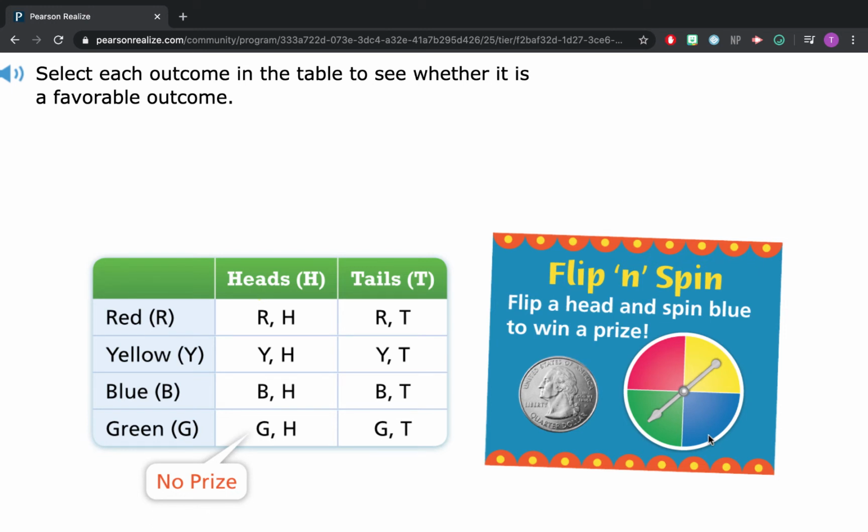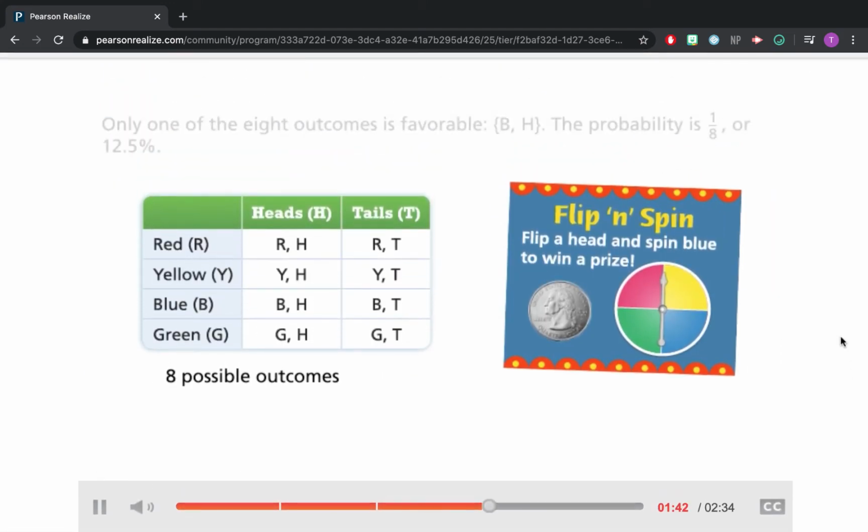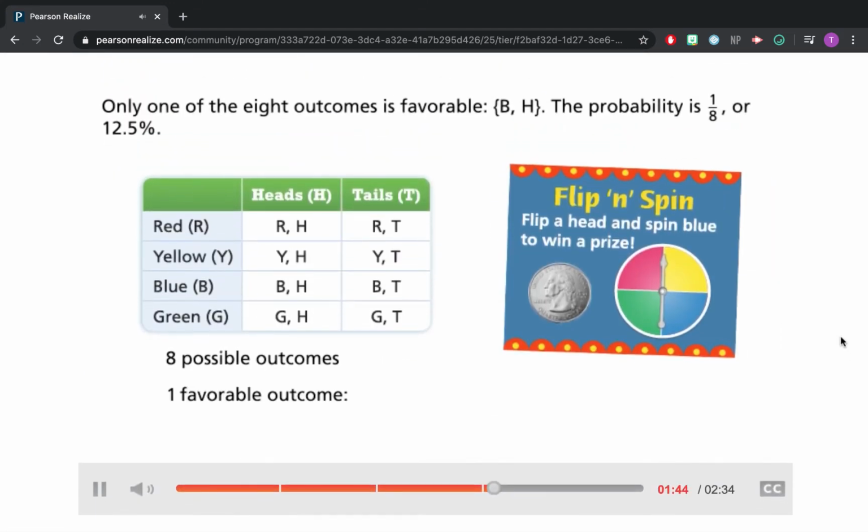So that multiplication nets the same answer as simply creating a table, or if we created a tree diagram, or we created just a written out list. Only one of the 8 outcomes is favorable, meaning there's only one way to win a prize playing flip and spin. This outcome is blue on the spinner and heads on the coin flip. The probability is 1/8, or 12.5%.